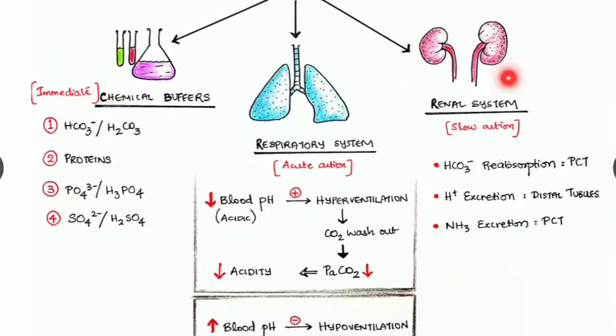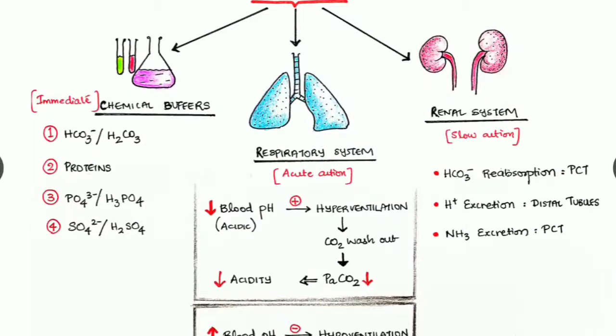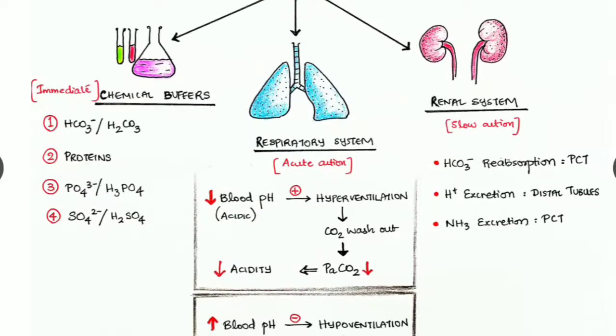Let's look at the mechanism involved in the renal system. I have told you it is slower in action. What is happening there? Bicarbonate resorption occurs at the proximal tubule. Hydrogen ion excretion occurs in the distal tubules, and also ammonia NH3 excretion occurs at the proximal convoluted tubules. These three are the mechanisms involved in the renal system.